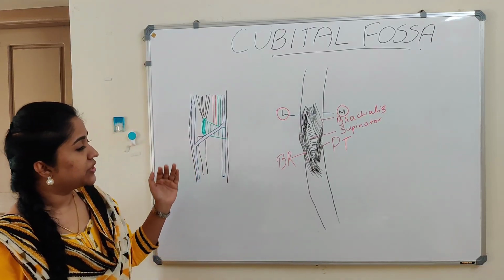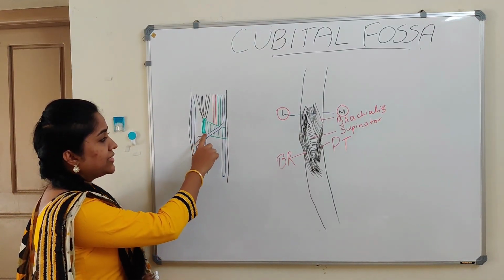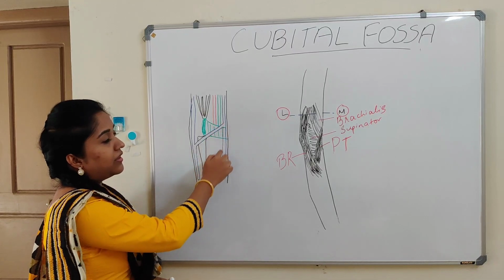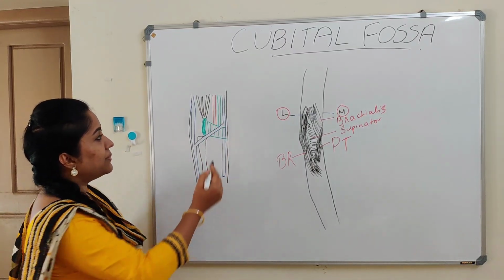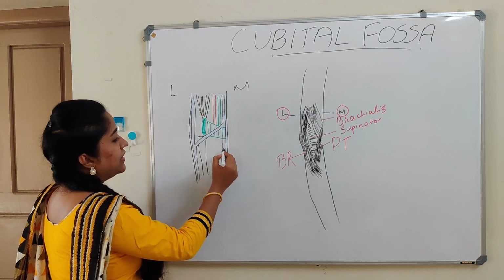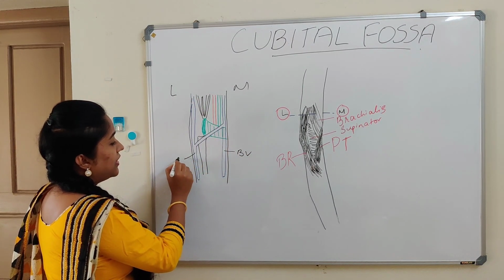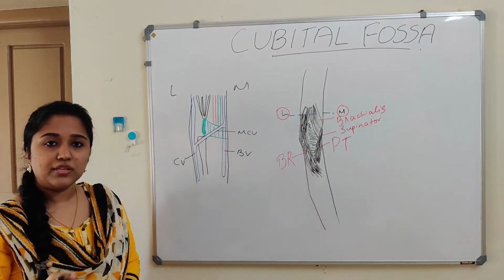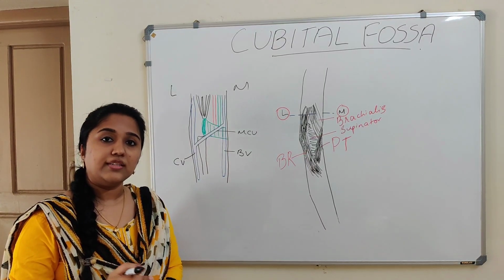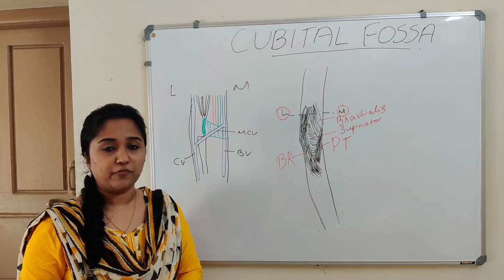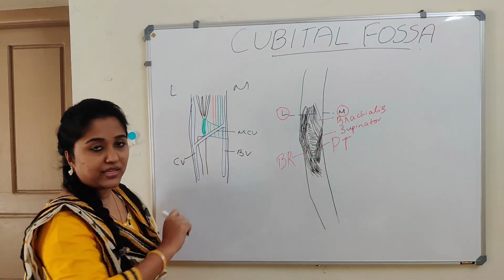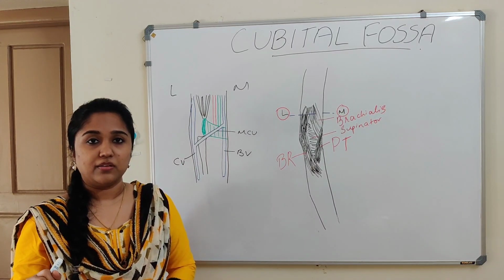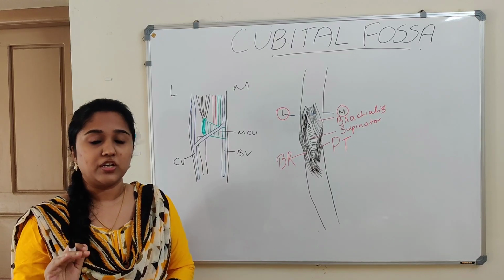Okay. The superficial fascia consists of median cubital vein. You can see this vein, this is the median cubital vein that is connecting the cephalic vein and the basilic vein. So this is the medial side, this is the lateral side, this is basilic vein, this is cephalic vein that is connected by the median cubital vein. And along with this we can see cutaneous nerves also. These nerves are medial and lateral cutaneous nerve of forearm. Medial cutaneous nerve of forearm accompanies the basilic vein, whereas lateral cutaneous nerve of forearm accompanies the cephalic vein. So those are the structures present in the superficial fascia.